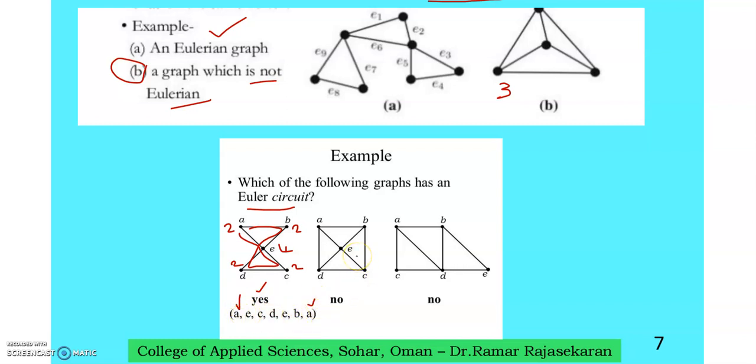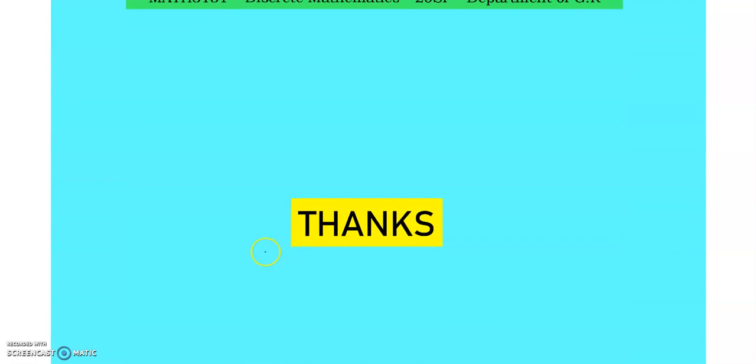Now here no, you cannot. Why? This is degree 3, degree 3, degree 4, degree 3, degree 3. So you cannot find an Eulerian circuit, because every vertex must have even degree, but here it has odd degree also. Here odd degree, 3, 3. Same, 1, 2, 3, here degree 3. So it's not possible to find an Eulerian circuit. That's why only in the first graph we can find an Euler circuit. That's it. Thank you.